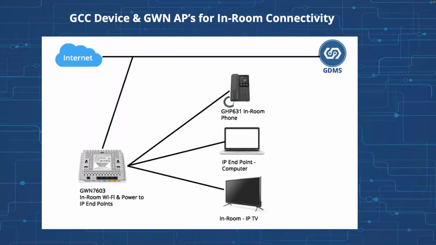And then for the in-room connectivity, we're deploying, like I mentioned, the 7603, which you can see at the bottom left of the diagram. We're choosing this one because it has multiple Ethernet ports, and then we're going to be able to take the IP phone, which is going to be our hotel phone, the IP computer, and the IP TV, and connect them through those Ethernet ports to not only provide power, but to also provide the Wi-Fi coverage for the guest in the hotel room. And then the hotel is able to utilize our captive portals to give each guest individual access to that network.